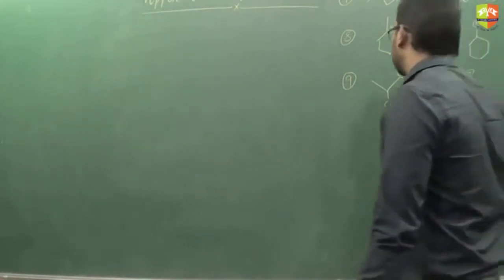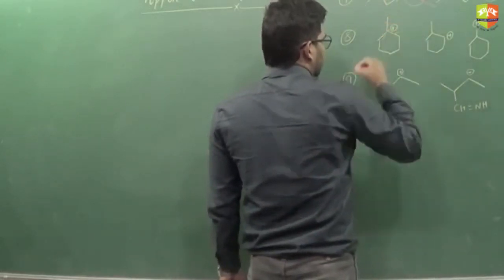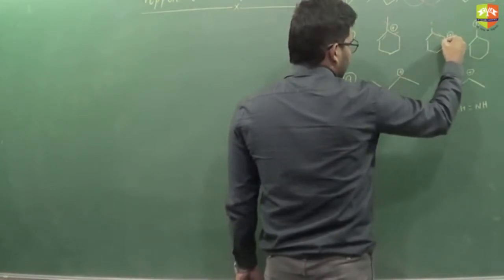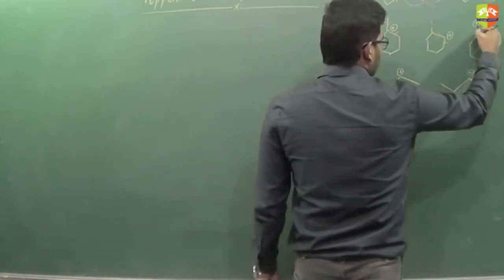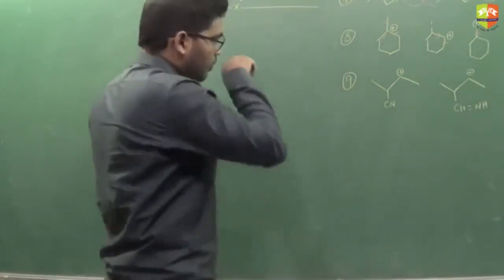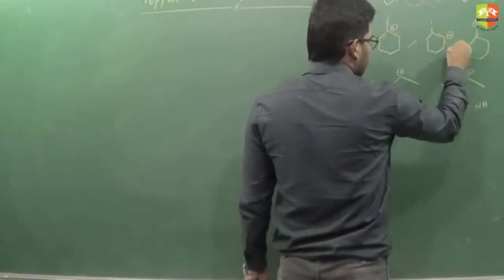Okay, this carbocation you see, electron releasing, here we have electron releasing, and here we have electron releasing. So here we have the maximum electron releasing groups, and the stability will be this.